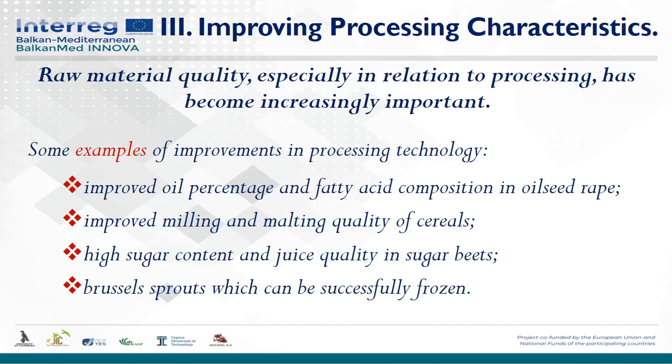Examples that clearly demonstrate the successful improvements in the quality of raw material for processing are improved oil percentage and fatty acids composition in oilseed rape, improved milling and malting quality of cereals, high sugar content and juice quality in sugar beets, and Brussels sprouts which can be successfully frozen.